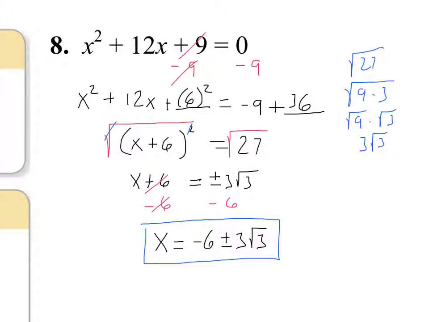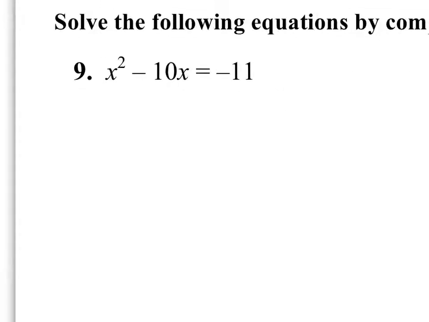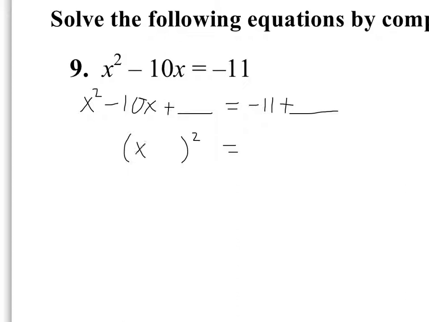Okay, then let's go down and take a look at number 9. Number 9 is mostly set up for us already. I would like you guys to rewrite this slightly, putting in our blanks. So x squared minus 10x plus blank equals negative 11 plus blank. Right below that we put our work of the binomial squared. So it's going to be x plus or minus something quantity squared equals something.